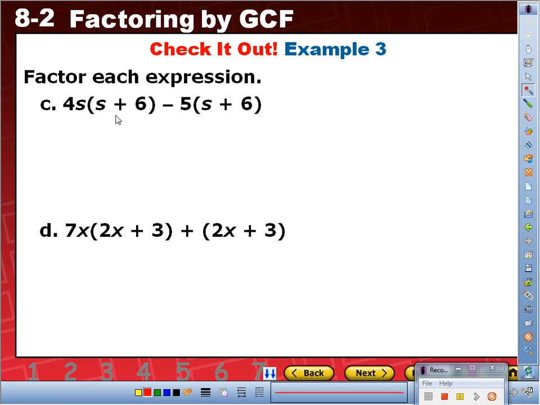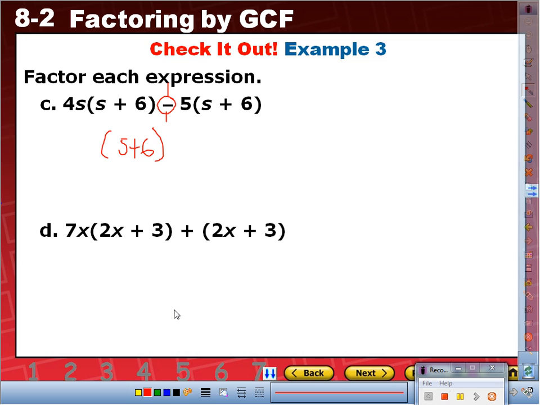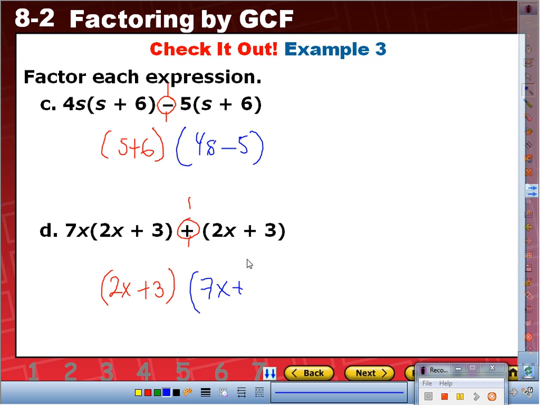Okay, let's see. Do we have a binomial here? Yes, but now instead of addition, there's subtraction. So what's the same here and here? S plus 6. Does everybody see that? Yes. And what's left for the first term? 4s and what minus 5. Hands if you got that. Okay, good. Look at this one. What's our GCF? 2x plus 3, right? Because it's a binomial. And what's left on the first term? 7x plus 1. Hands if you got that. Okay, and the last one.